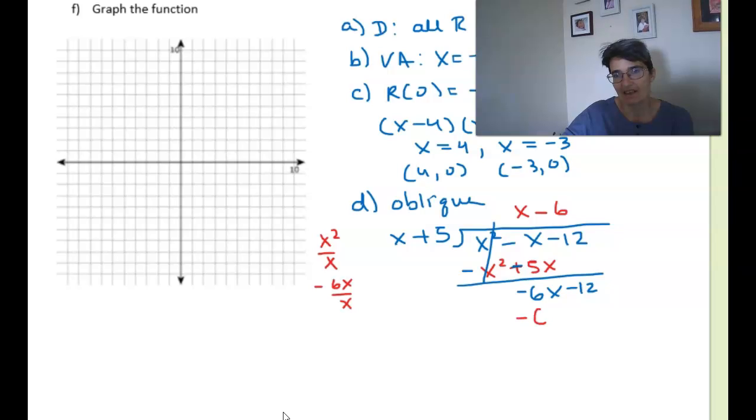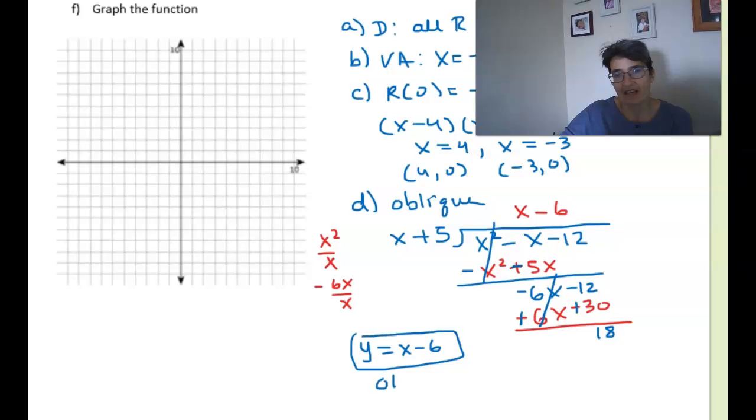Multiply this back in, -6x minus 30. We subtract, so subtracting a negative turns positive. This cancels out, and this gives me 18. Right, so this is the answer, and this is the remainder. We don't care about the remainder, but this is your oblique asymptote. So y equals x minus 6 is the oblique asymptote.